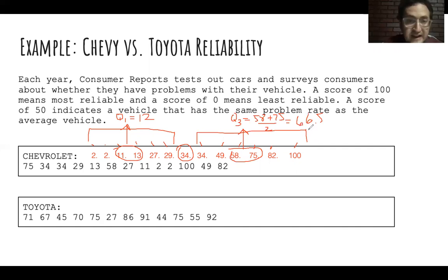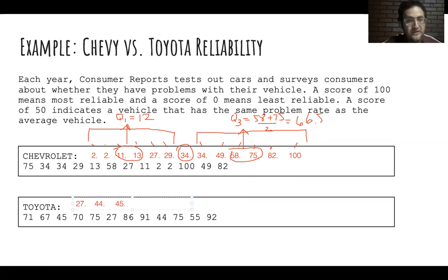All right, and then we have the Toyota. We can take a look at that. So I'm going to put the data in order again from least to greatest. Just because something's a Toyota does not mean it's always going to be super reliable. They have a model that actually rates a 27 out of 100. So I'm going to put that in order from least to greatest.